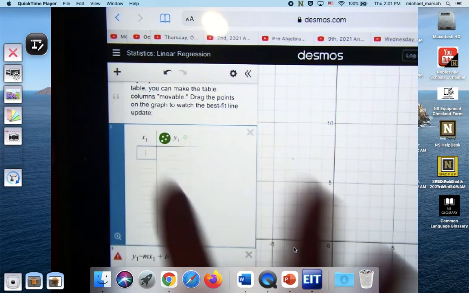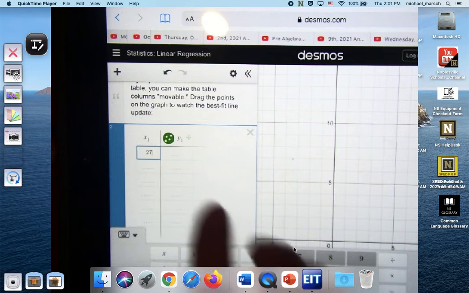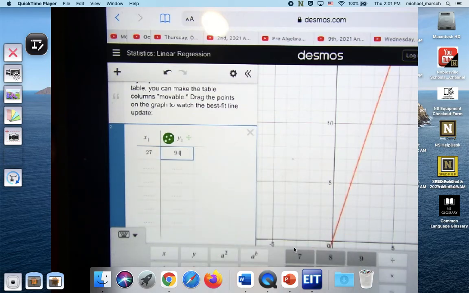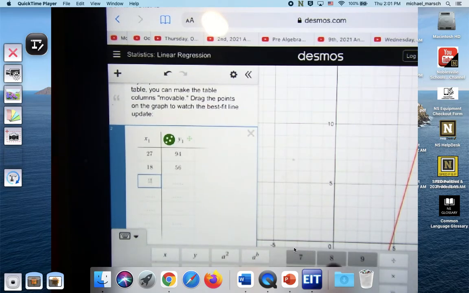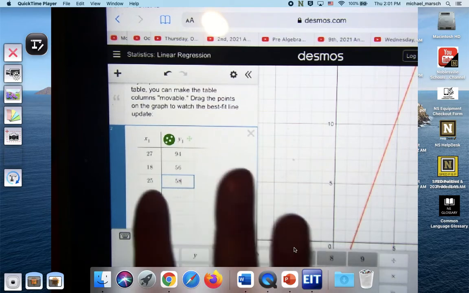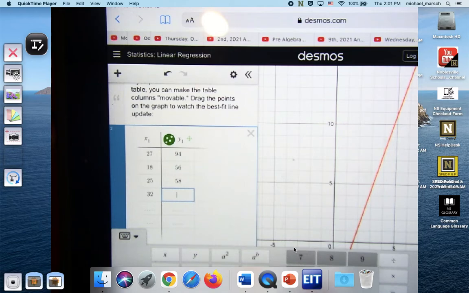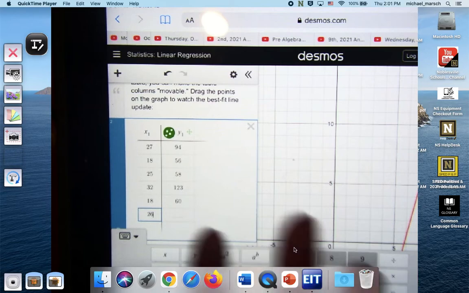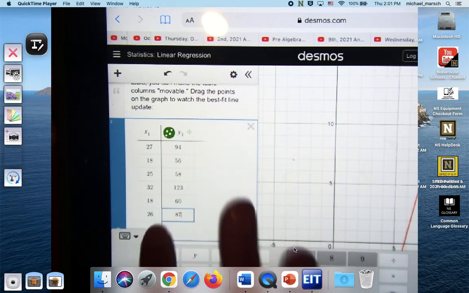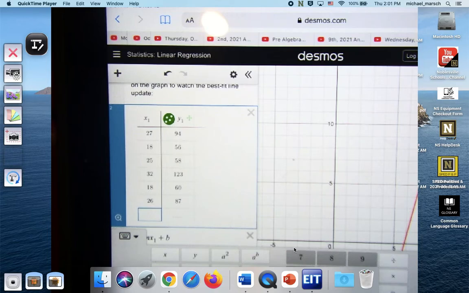So I'm going to put 27 for the first x and 94 for the next y. 18, 56, right? Do you guys see what I'm doing here? Okay, I'm going to stop talking so I don't confuse you. And if you need another one, you just click below it and it'll show up.